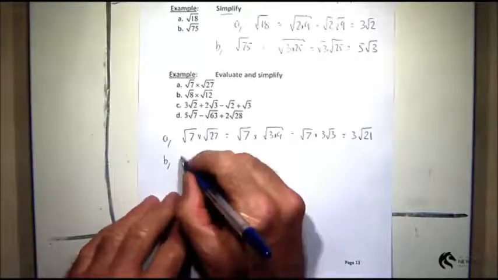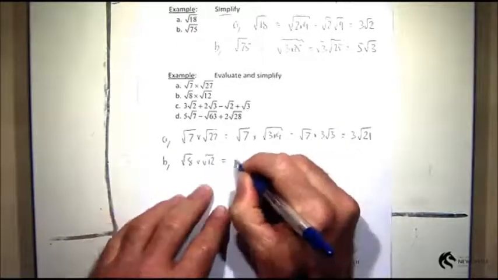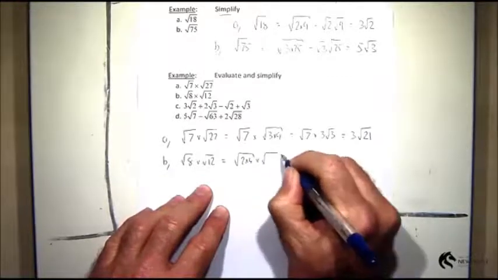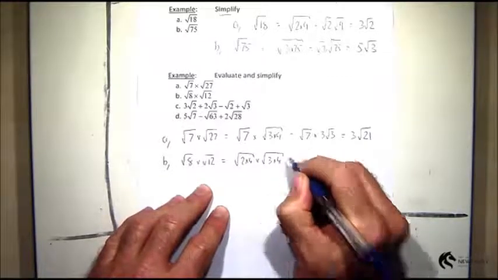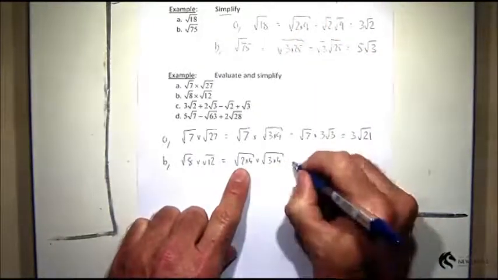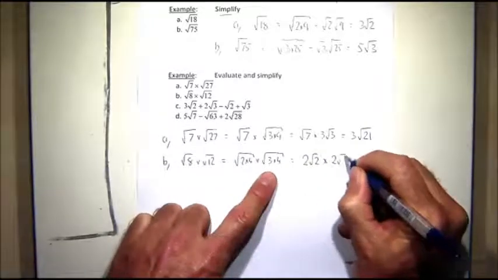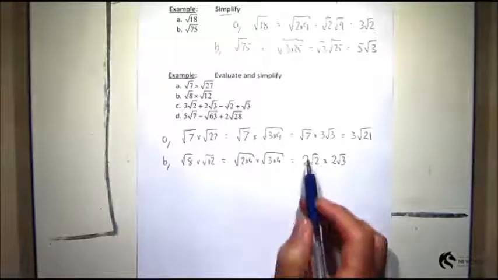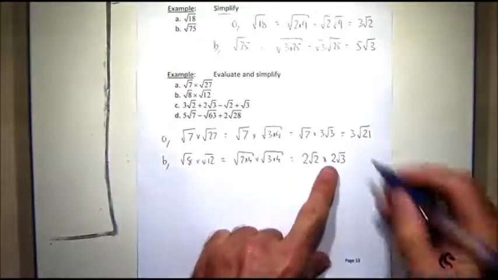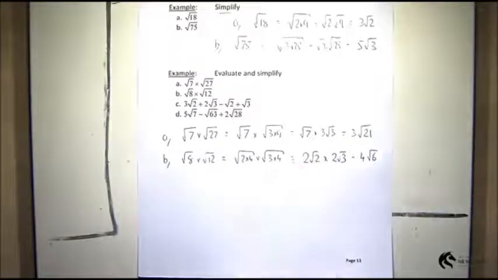So let's go again. Square root of 8 times the square root of 12. Now the square root of 8, I know 8 is 2 times 4. 12 is 3 times 4, and you can see 4 is good because it's one of my perfect squares. And so this will become 2 root 2 times 2 root 3. The square root of 4 is 2, the square root of 4 is 2. Now 2 times 2 is 4, and 2 times 3 is 6, so I end up with 4 root 6.